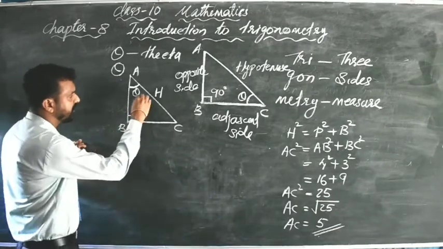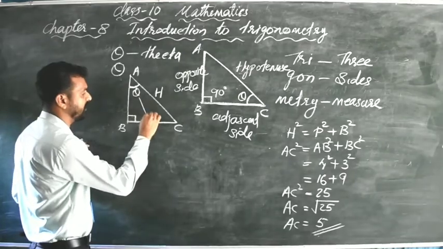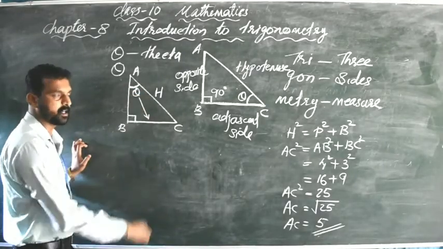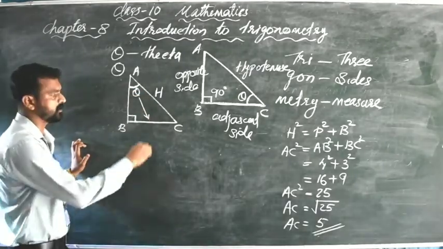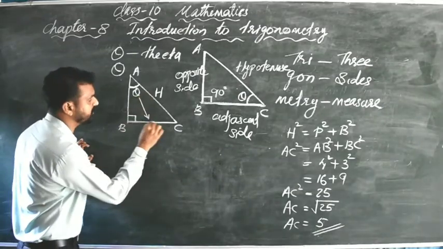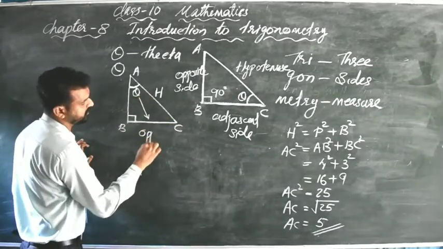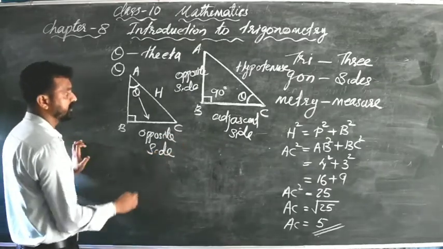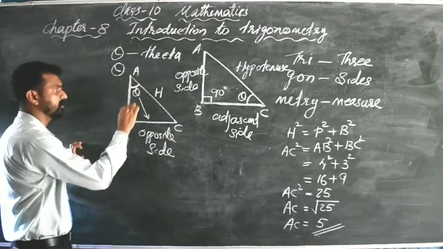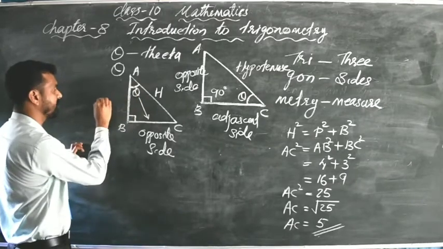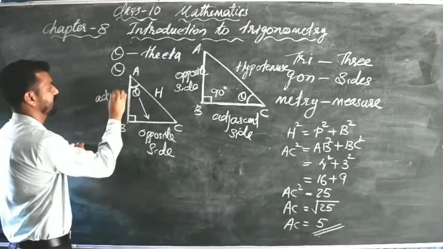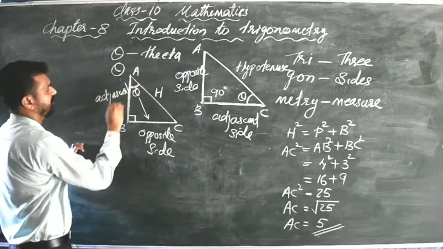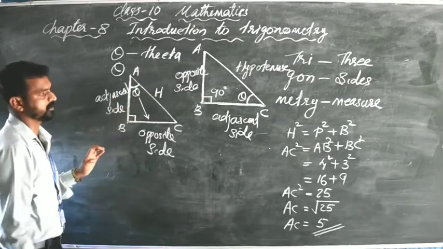Angle A we have considered as theta, so its opposite side, BC, is the opposite side here, and AB is the adjacent side. AB is nearest to that angle, so AB is called the adjacent side. So this one you have to remember.